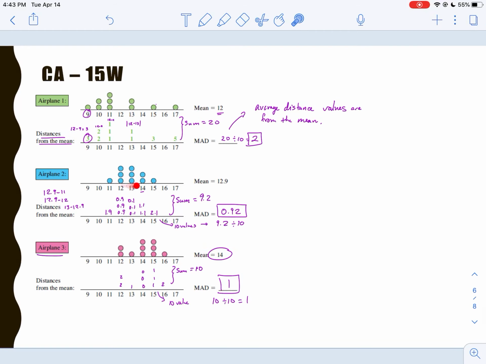The variation here is between 11 and 15 for a range. It's fairly tight. Here, 12 to 16, but again, fairly tight. So we see that's similar. Here, though, we see it's more spread out, which is reflected in the MAD. It's bigger.